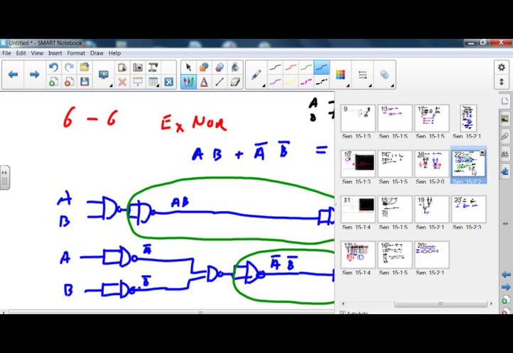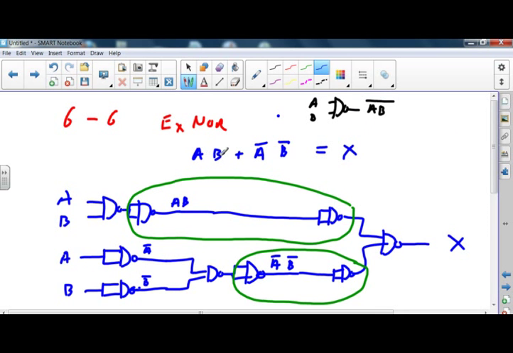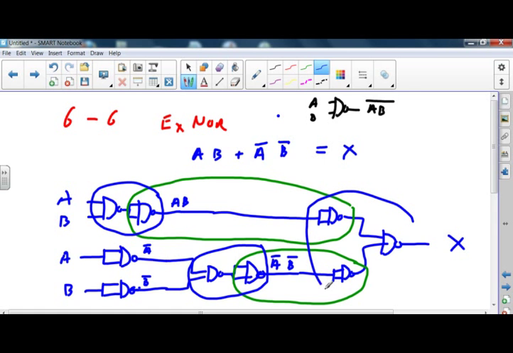So I wanted A and B or A naught, B naught. That's what I'm looking for. So A and B, I do that. I need A naught, so I get an A naught. I need a B naught, I get a B naught. And then I need an AND to put them together, so I do that. Then they're ORed together, so I use the combination that gives me the OR. And that's how I get from one to the other.